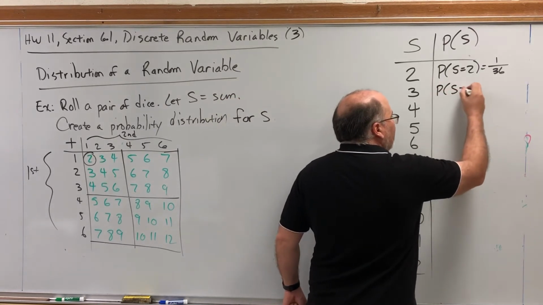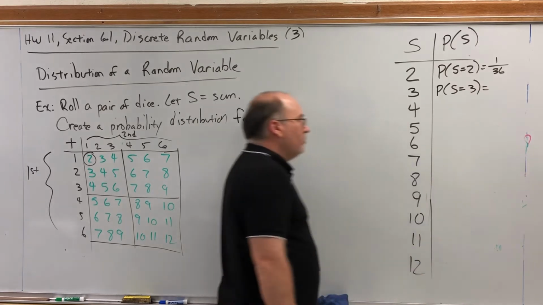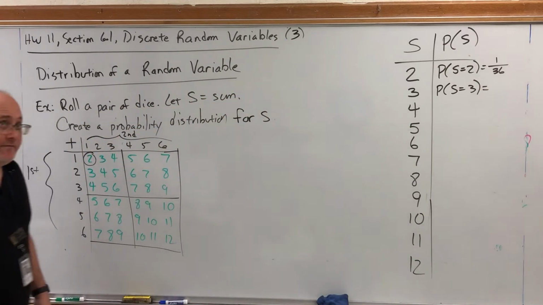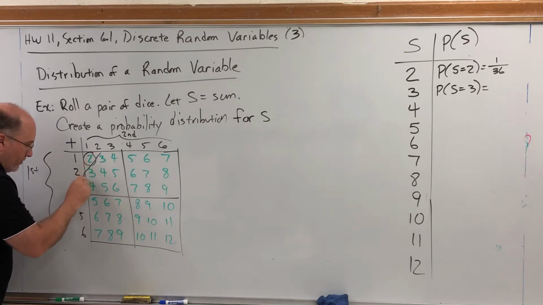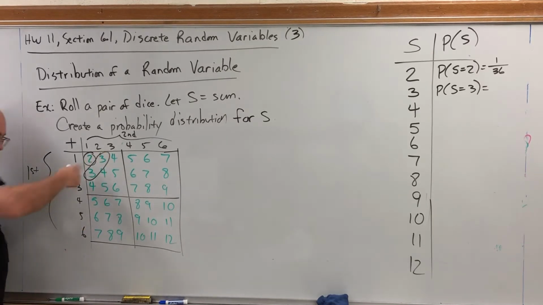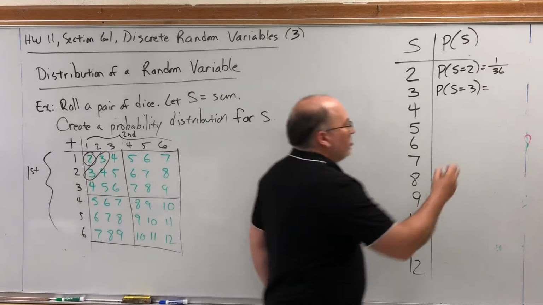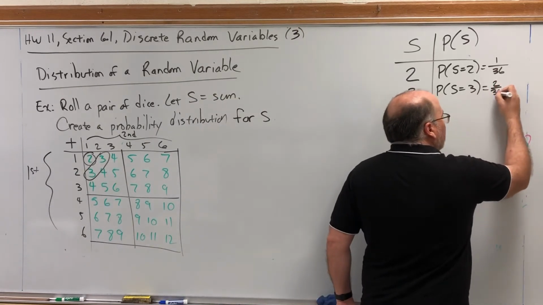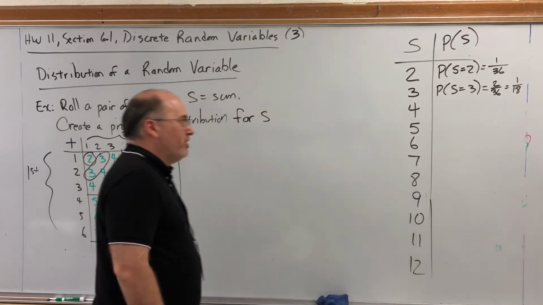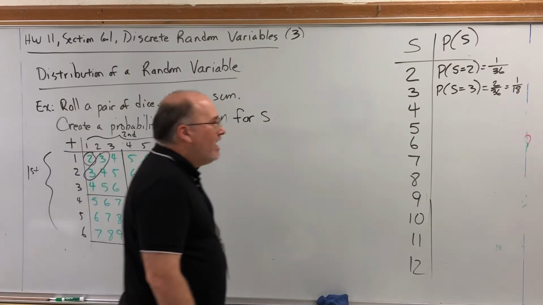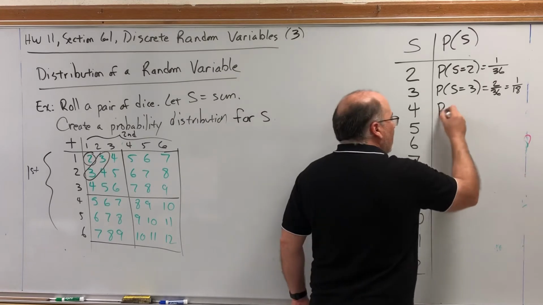What's the probability that the sum equals 3? Well, it's something out of 36, and we have to find all the 3's. There's 2 of them right there. So 2 out of 36. I'm going to go ahead and reduce that to 1 out of 18. And of course, we could turn that into a decimal. And we could do the same thing with all of them.